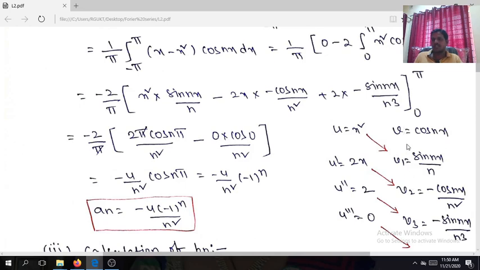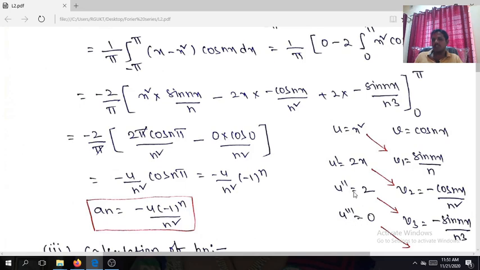Successive integrations means v1 is the integration of v, v2 is the integration of v1, v3 is the integration of v2. Like this, u triple dash is the derivative of u double dash, u double dash is the derivative of u dash, u dash is the derivative of u. Sorry, not integration, derivative.